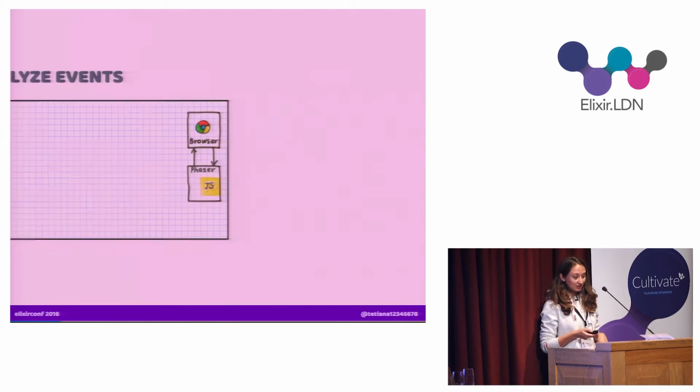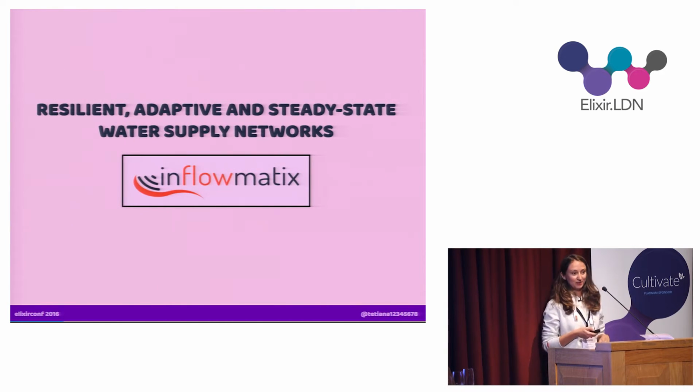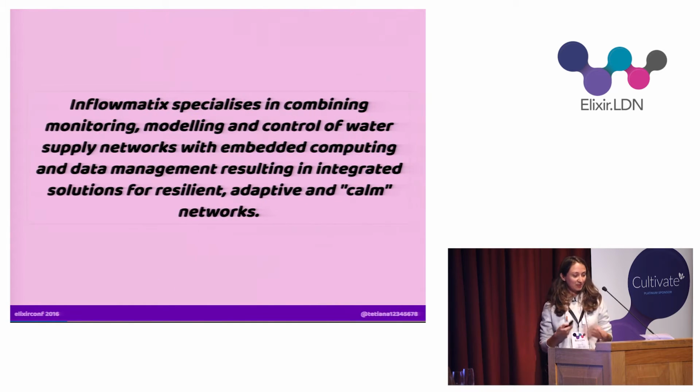And I was lucky to join Informatics. This is the company I'm working for, full-time with Elixir, very excited. Informatics specializes in combining monitoring, modeling, and control of water supply networks with embedded computing and data management, resulting in integrated solutions for resilient, adaptive, and calm networks. What that means, put simply, is we help water companies prevent bursts and extend the life of the water network.